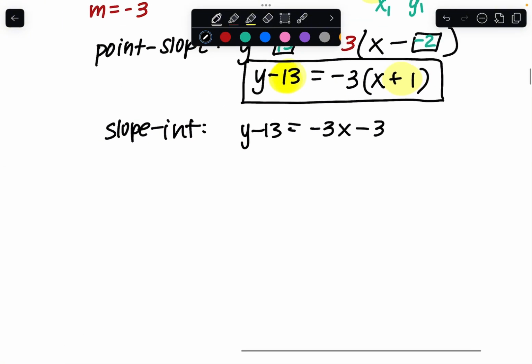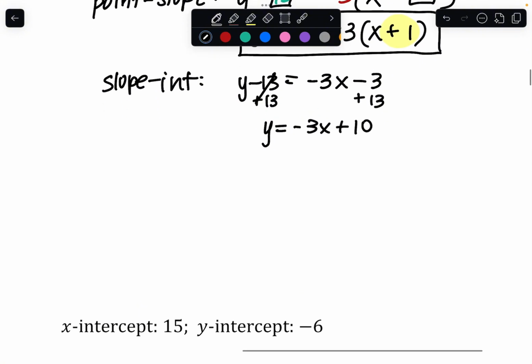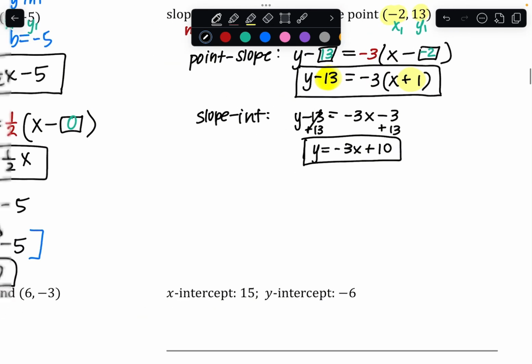So first step is distribute, and then your last step is to add whatever is with the y to the other side. It only combines with the constant term. Negative 3 plus 13 is 10. So there's our mx plus b, our slope-intercept form.